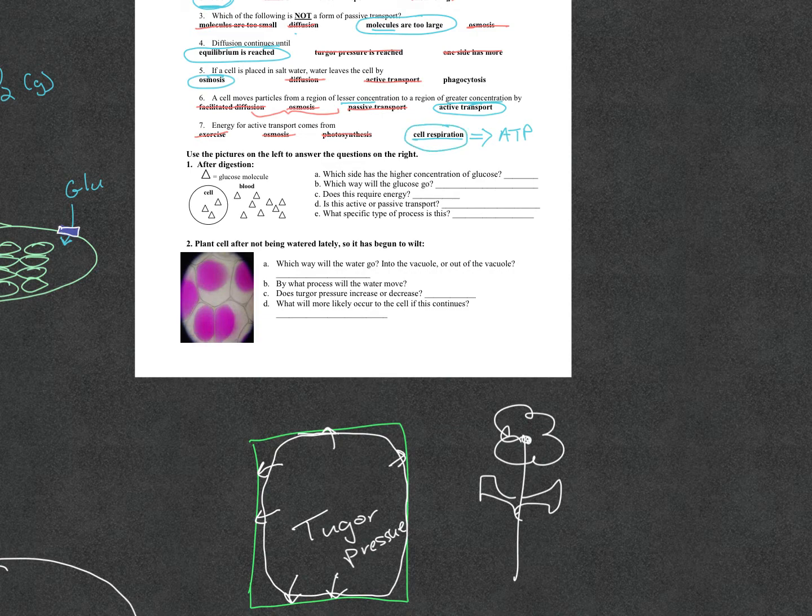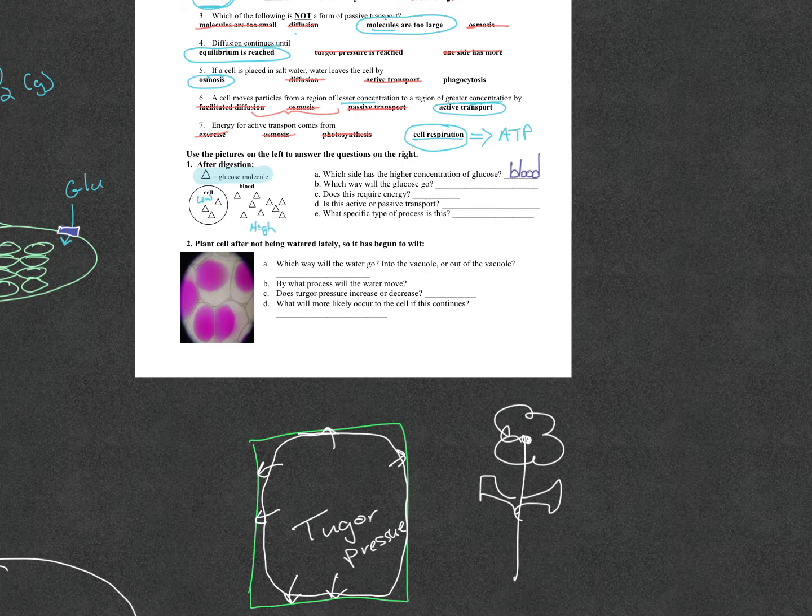Use the picture on the left to answer the questions on the right. So without even looking at the questions, I see this is high. These glucose molecules are high on this side. How do I know they're glucose molecules? It says glucose molecules there in the blood, and here they're low. So which side has higher concentration of glucose? That would be the blood.